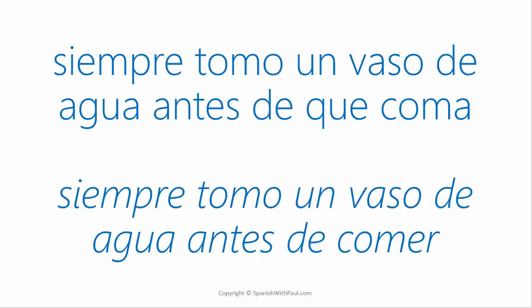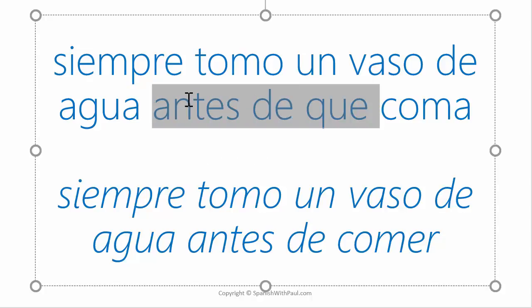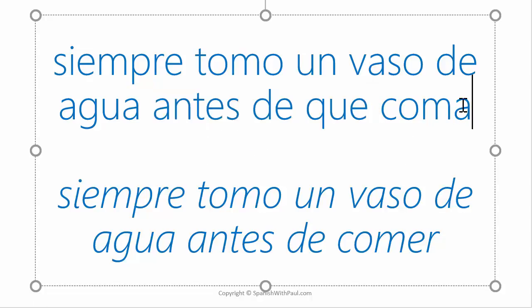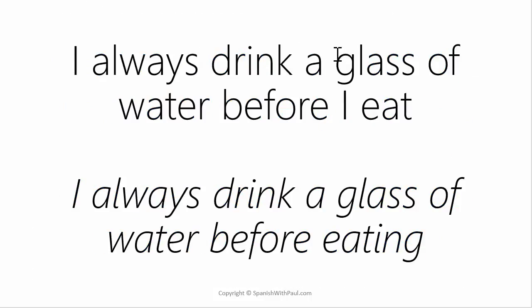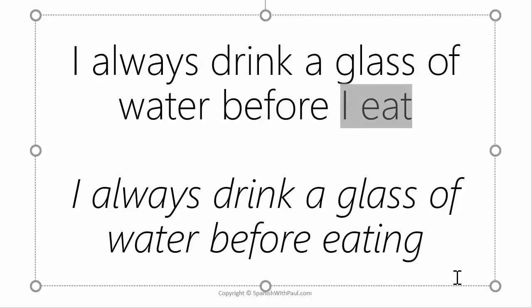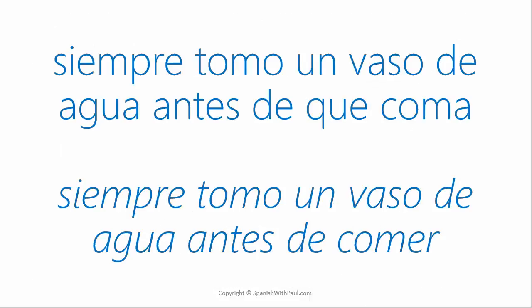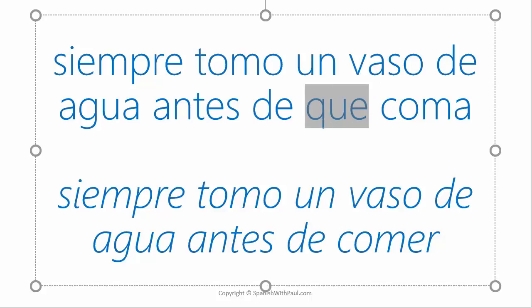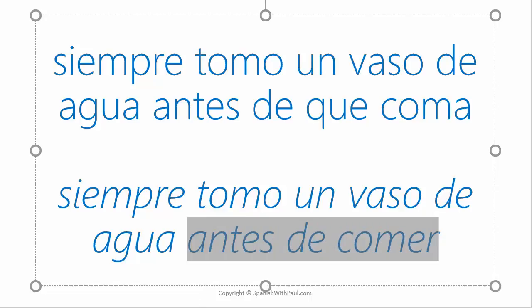So we have siempre tomo un vaso de agua antes de que coma. Here you can see the trigger antes de que, forcing us into coma, the subjunctive. So this would be the translation of the first one here. I always drink a glass of water before I eat. However, if instead you choose to go with before eating, you can avoid the subjunctive altogether. It becomes siempre tomo un vaso de agua antes de comer. You can see that by avoiding que and simply saying before eating antes de comer, we can avoid using the subjunctive altogether.